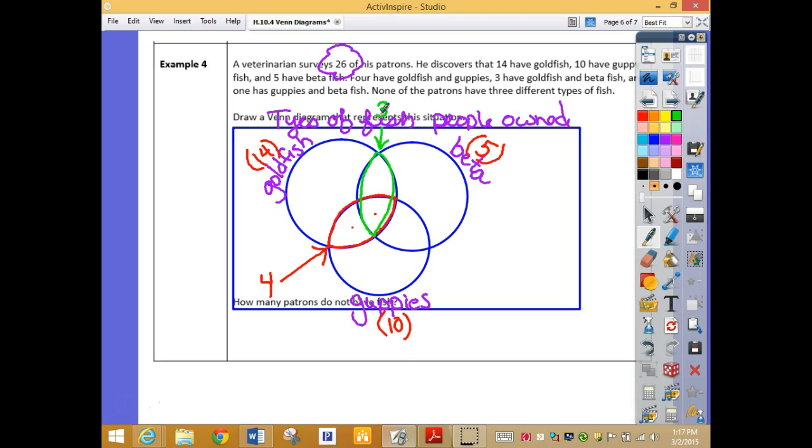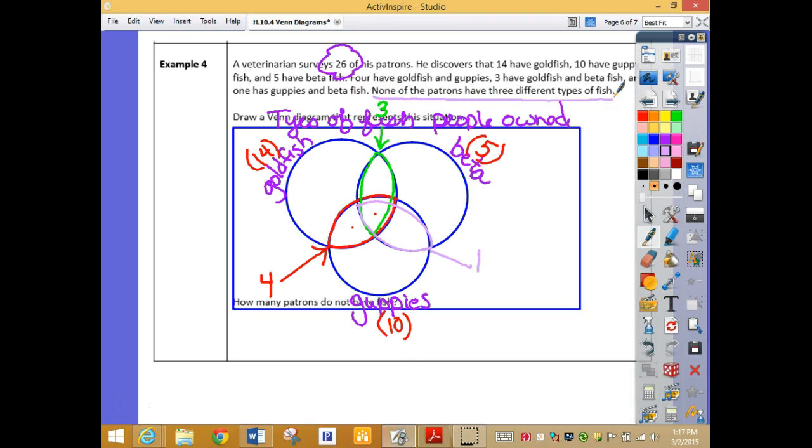How about the next part? And 1 has guppies and betta fish. Oh, great. So if we go here, guppies and betta fish, we know that that has to equal 1. Well, where does the 1 go? We don't know yet right now. If that's all the information they gave us, we'd be in trouble. We wouldn't know where to put things. This magical last line tells us everything.